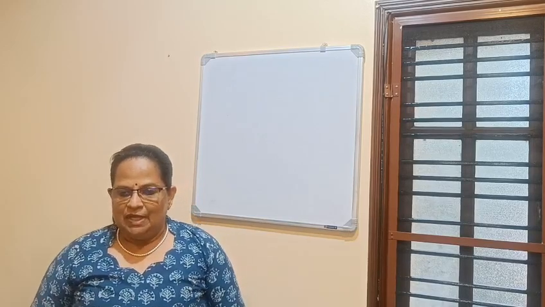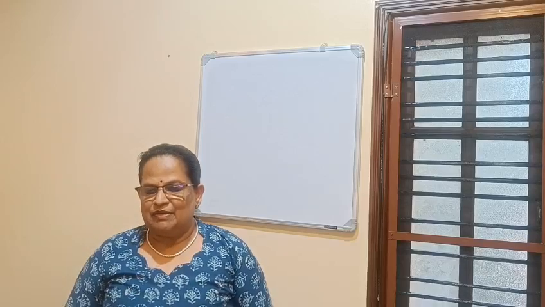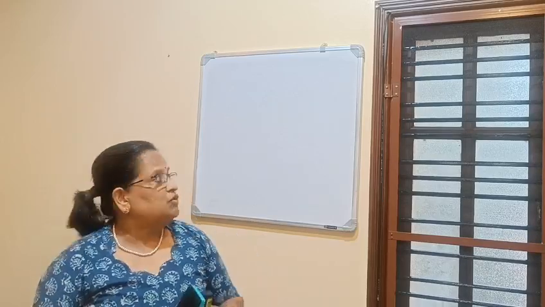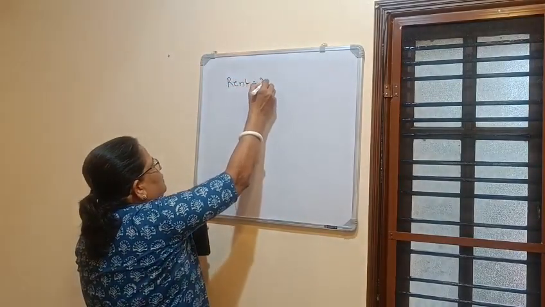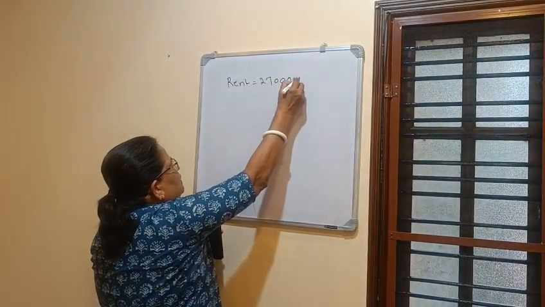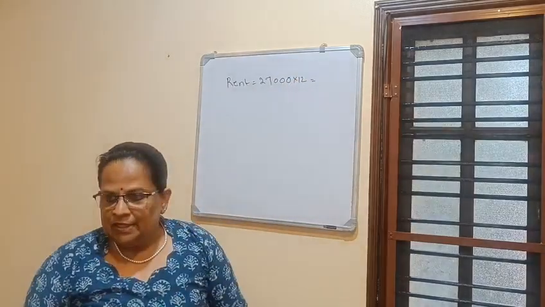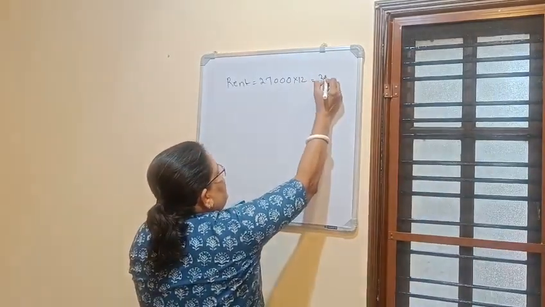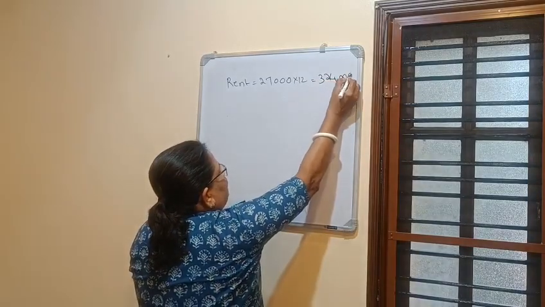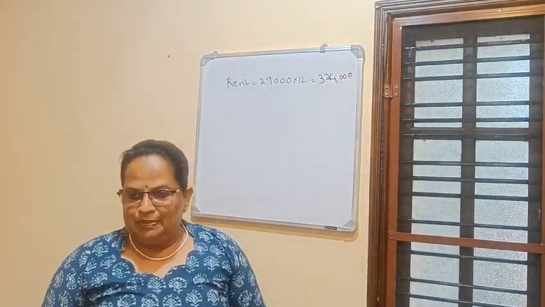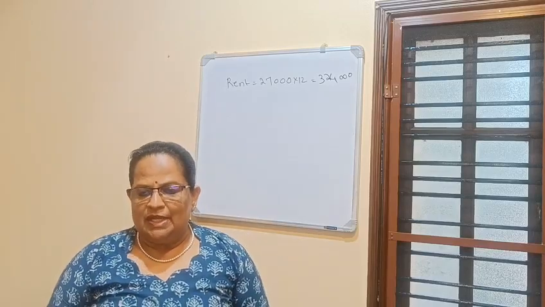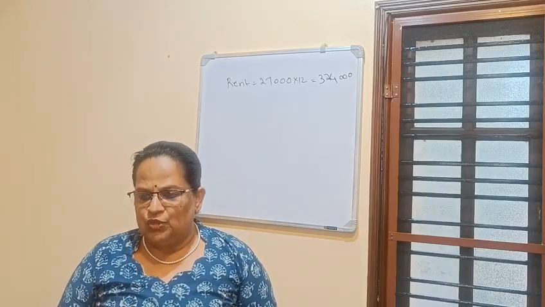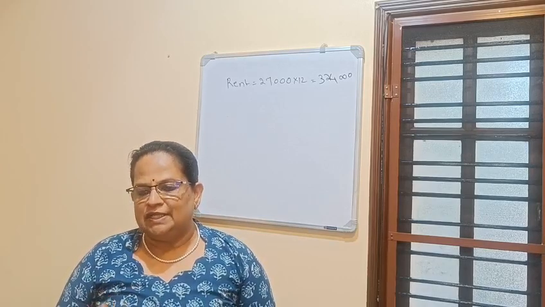First problem: rent realizable from the property is 27,000 per month. That value is 3,24,000. Now, municipal taxes paid by the owner can be allowed. It is 9,000. Next, the property is on leasehold land and the annual lease rent is 30,000. We will not consider this.